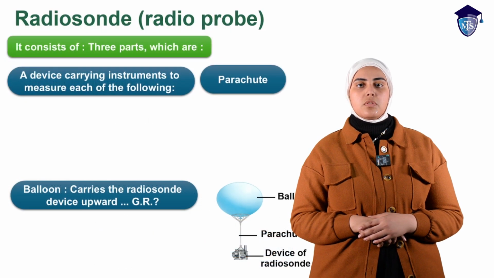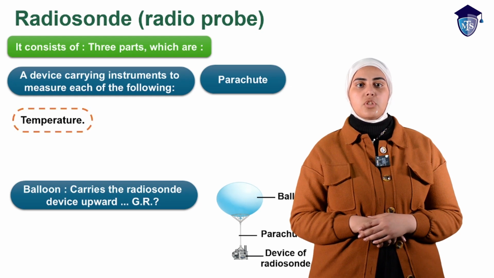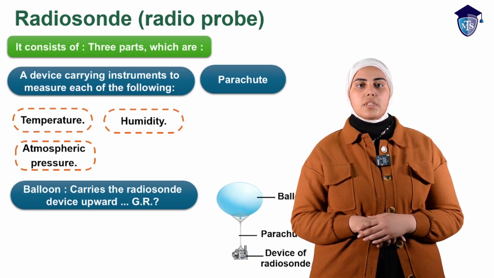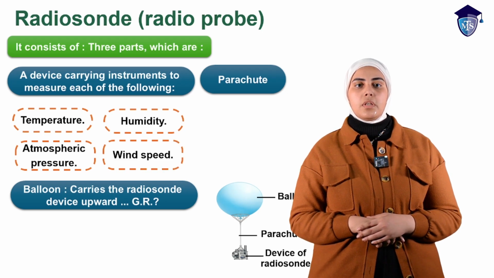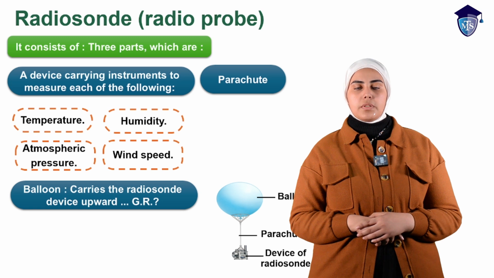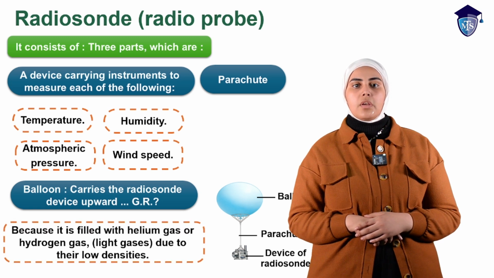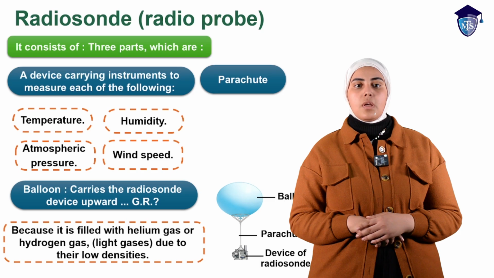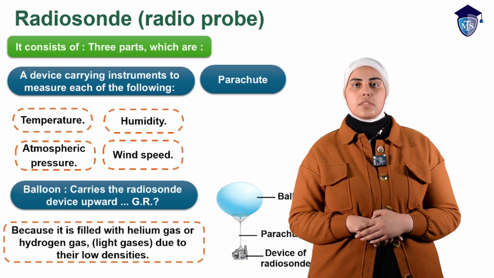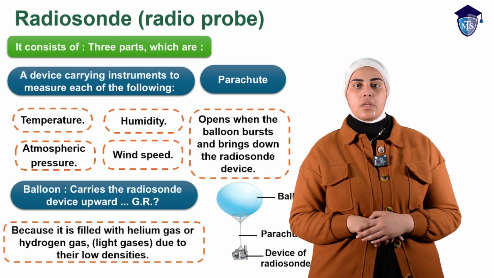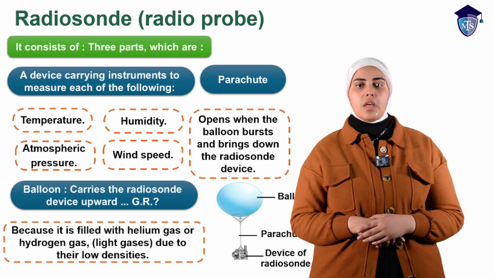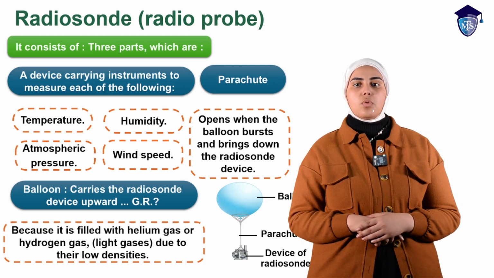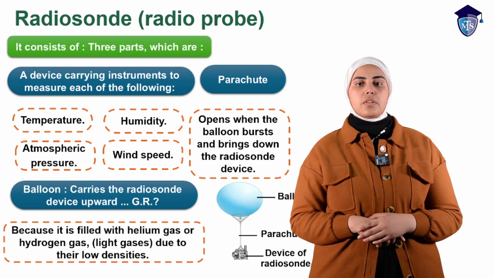Now let's talk about radio sound. It consists of three parts. Number one, a device carrying instruments to measure each of the following: temperature, humidity, atmospheric pressure, and wind speed. Number two, a balloon carries the radio sound device upward because it's filled with helium gas or hydrogen gas due to their low density. Number three, a parachute opens when the balloon bursts and brings down the radio sound device, as you can see in the following picture. So we have balloon, parachute, and device of radio sound.